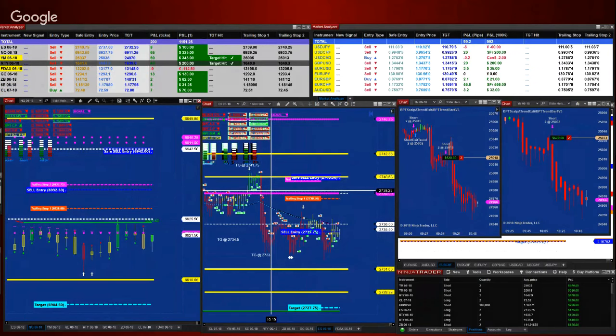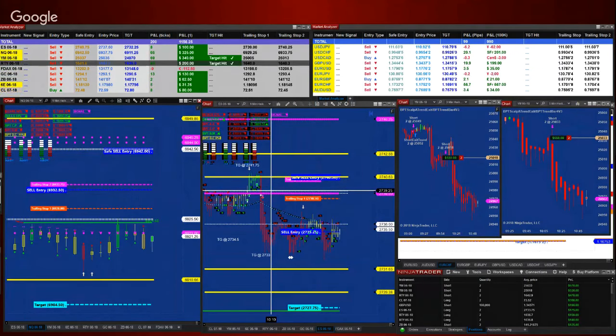I apologize about this middle chart. I don't know why it's blinking like a Christmas tree. It's not Christmas yet, but it seems NinjaTrader is already in the Christmas mood.